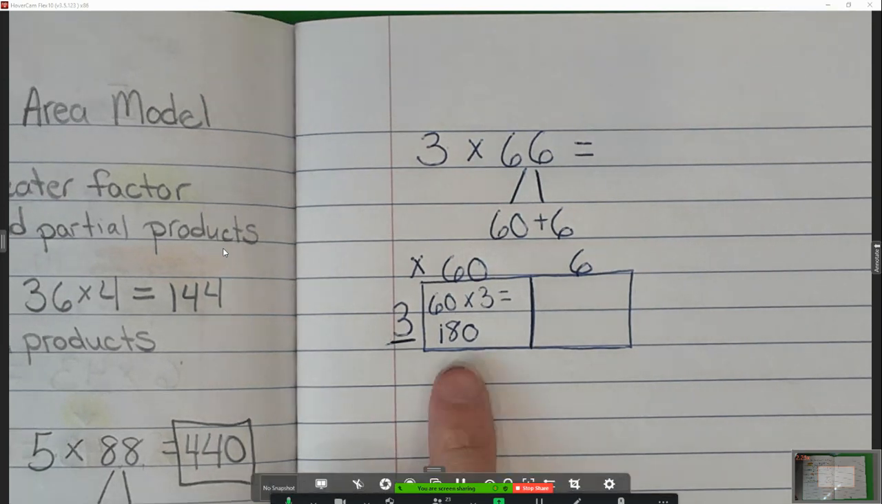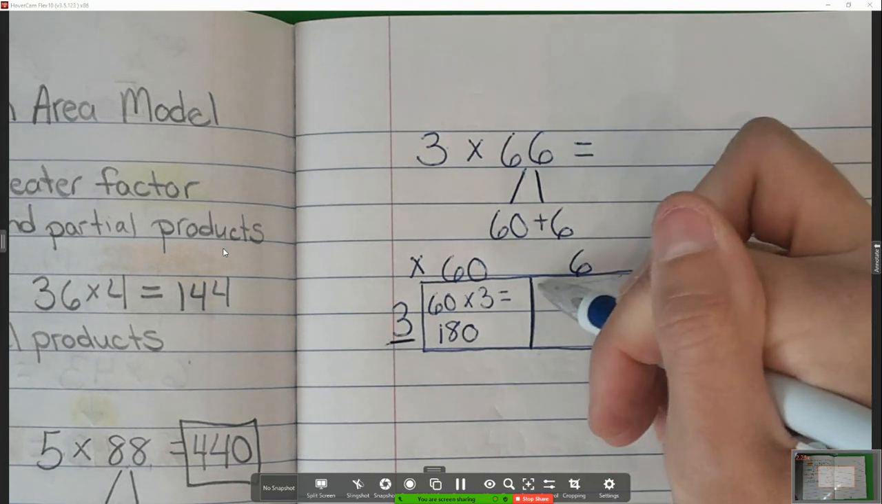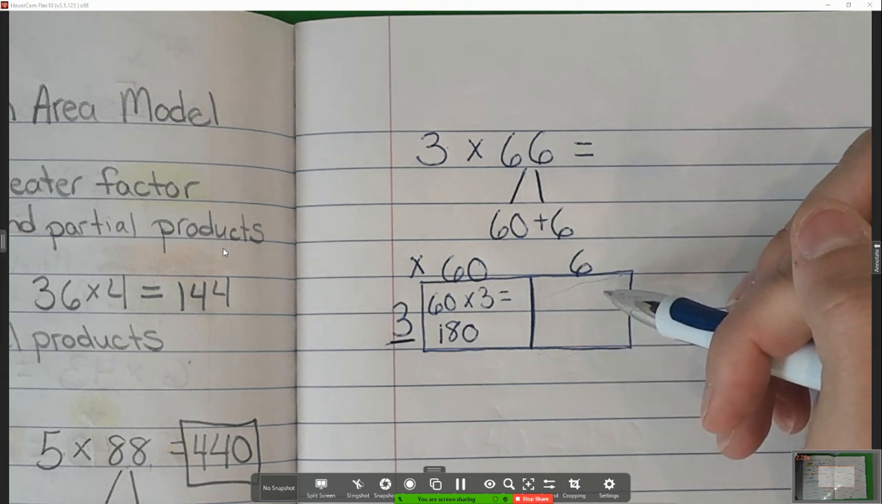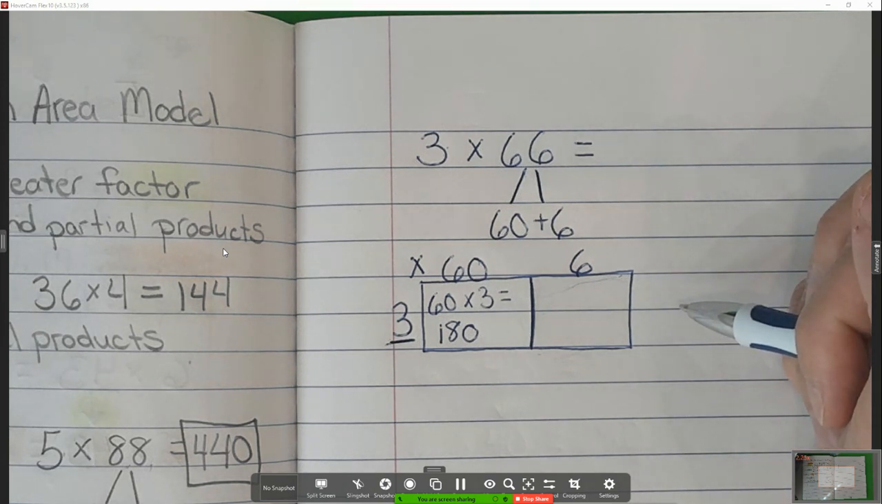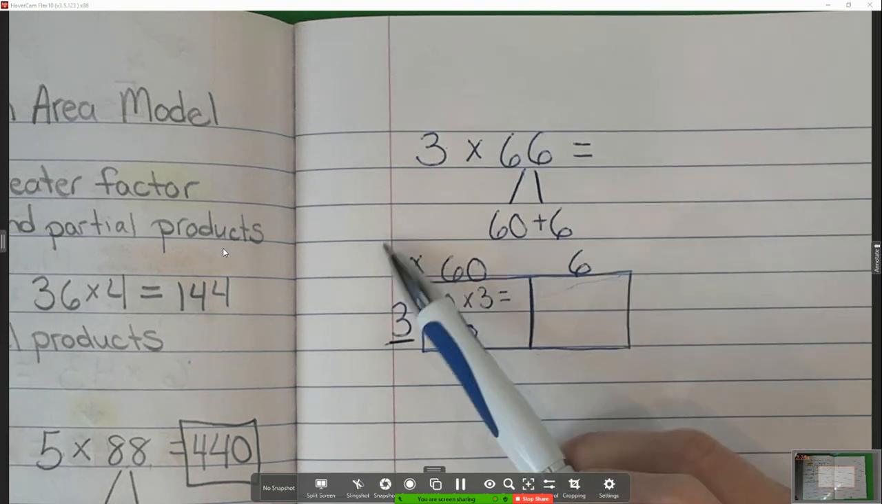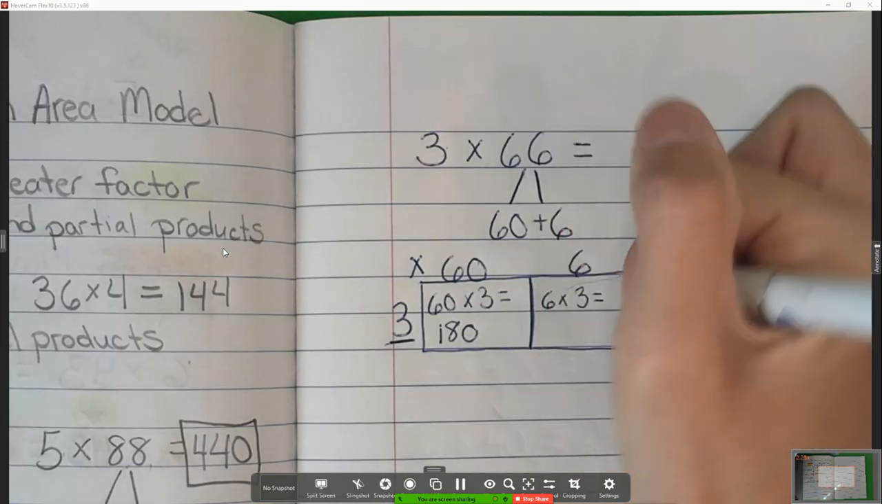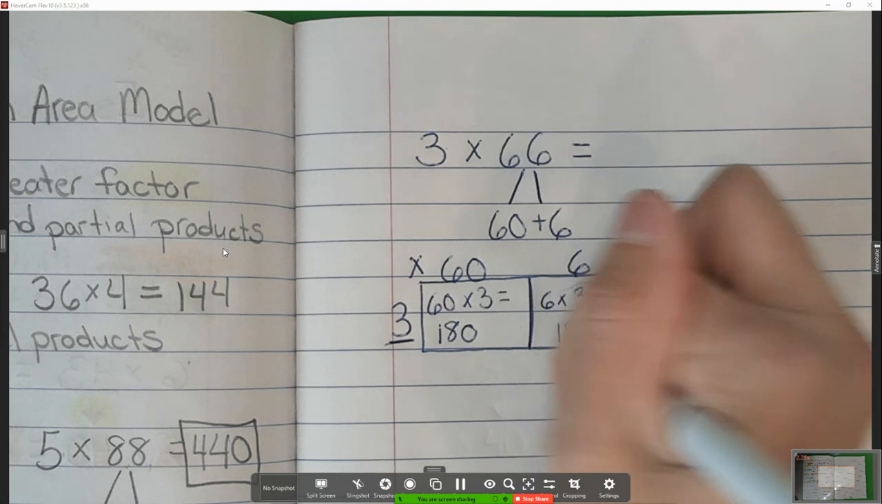Okay, so we got that partial one. But what's the equation in this other box then? There's going to be an equation in that box. Who can tell me what the equation is going to be in that box? Jocelyn, what's the equation in this box? 6 times 3. Beautiful. Go ahead and put 6 times 3. And we have our fast fact, which is 6 times 3 is a big whopping 18.